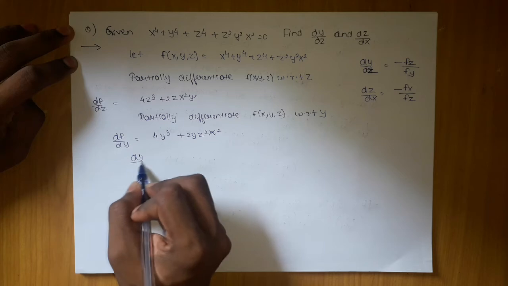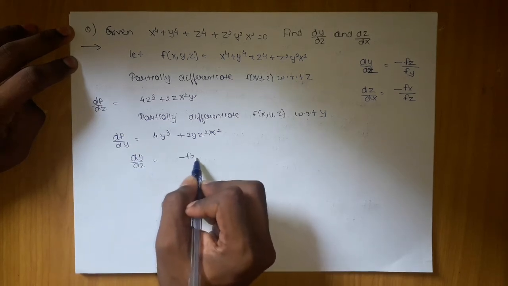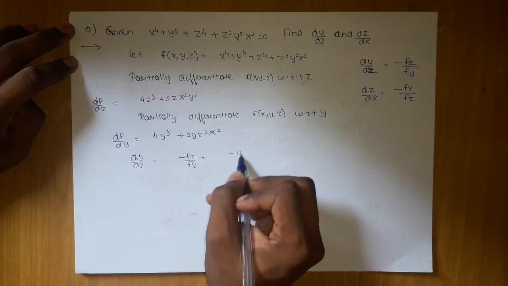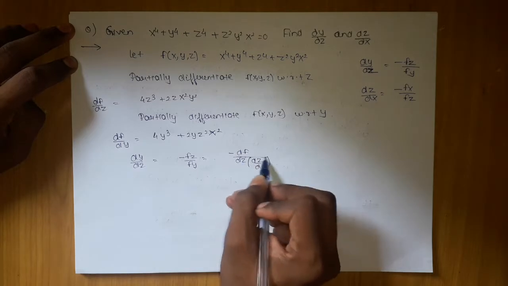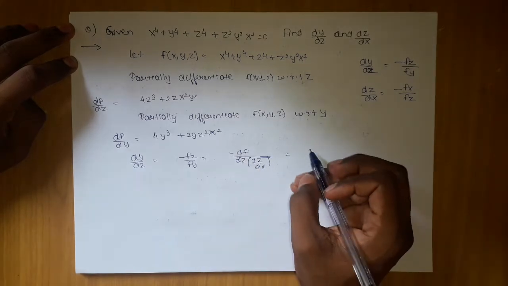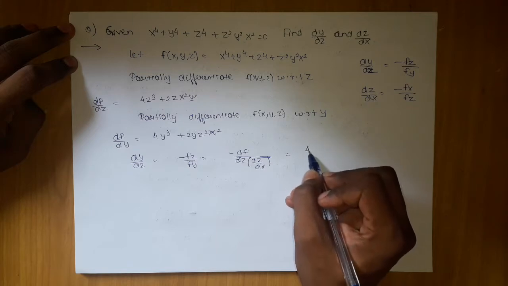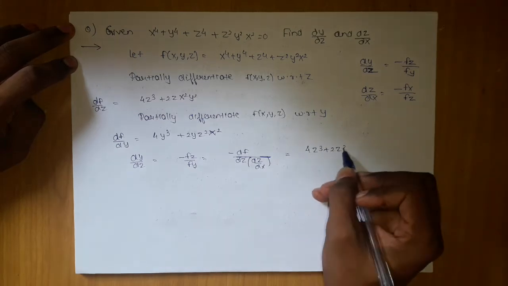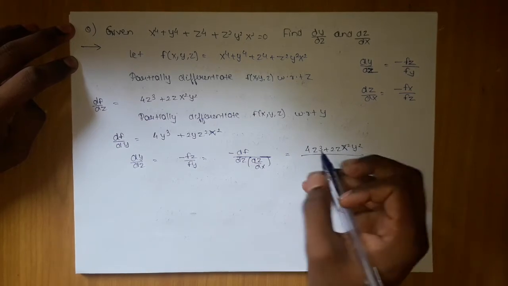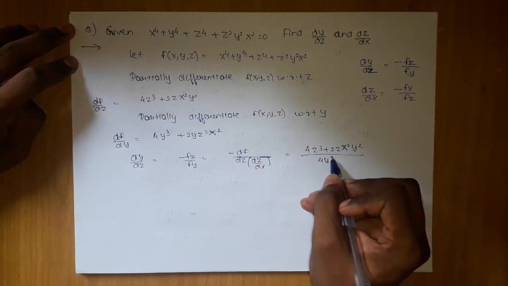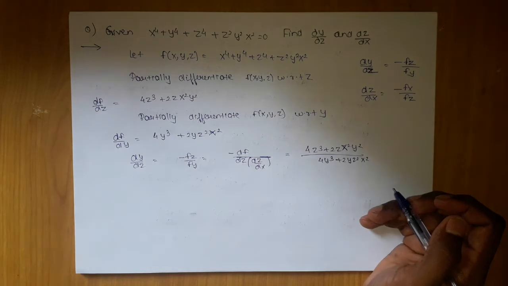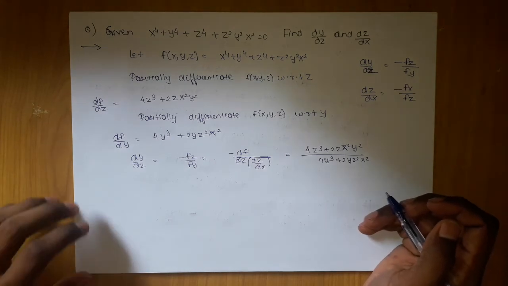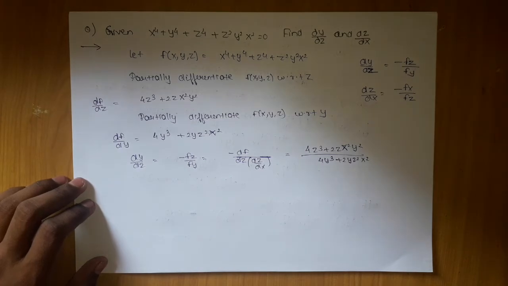Now dou y by dou z is equal to minus fz by fy, which is nothing but minus dou f by dou z into dou z by dou x, which is this thing, which is nothing but 4z cube plus 2z x square y square, the whole by 4y cube plus 2y z square x square. Now what we can do, take z common. Okay, can we take z common from here?